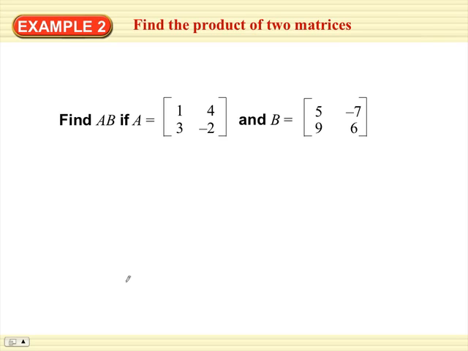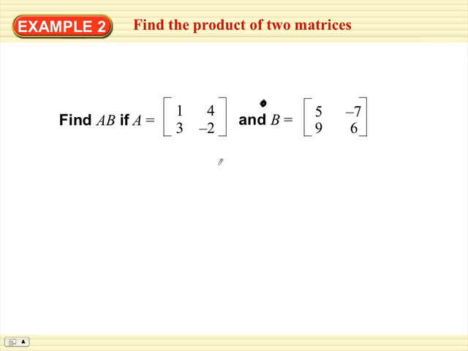Okay, let's do an actual problem here. We're going to do example 2. We're going to actually find the product. How do you find the product? That's what I'm going to teach you if you don't already know. If you do know, good. Let's do it together. How do you multiply 2 matrices? I'm just going to put a big multiply sign here. You write your matrices side by side.